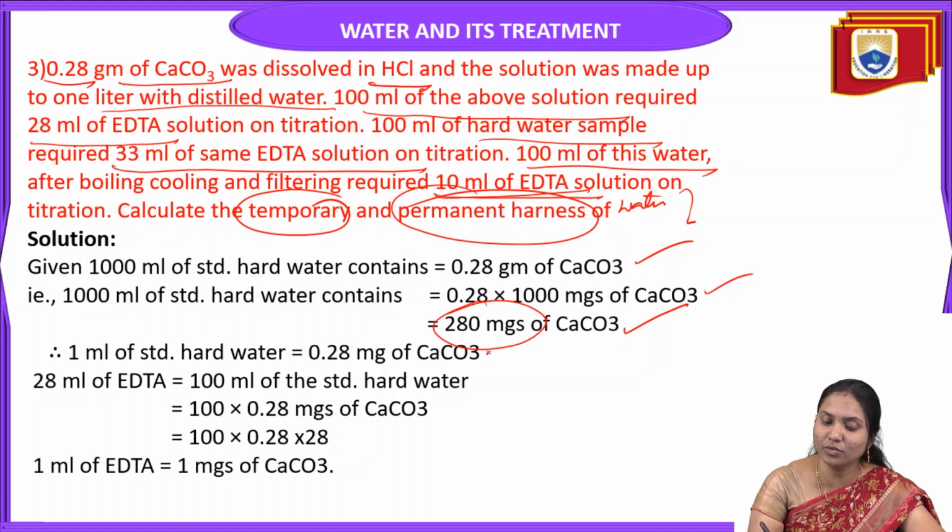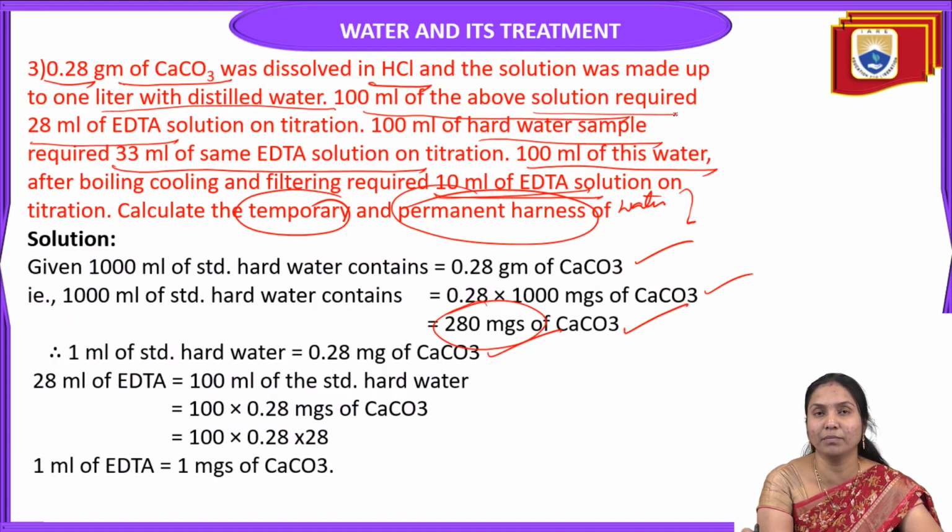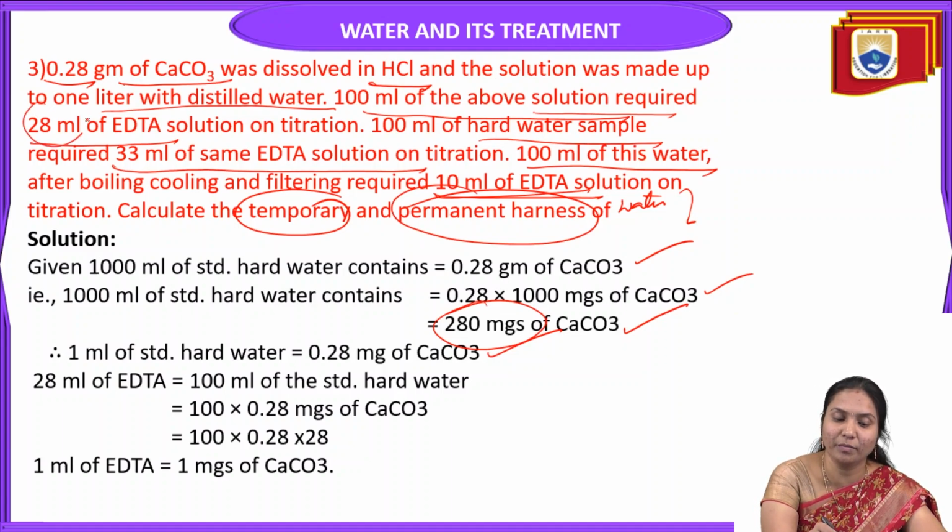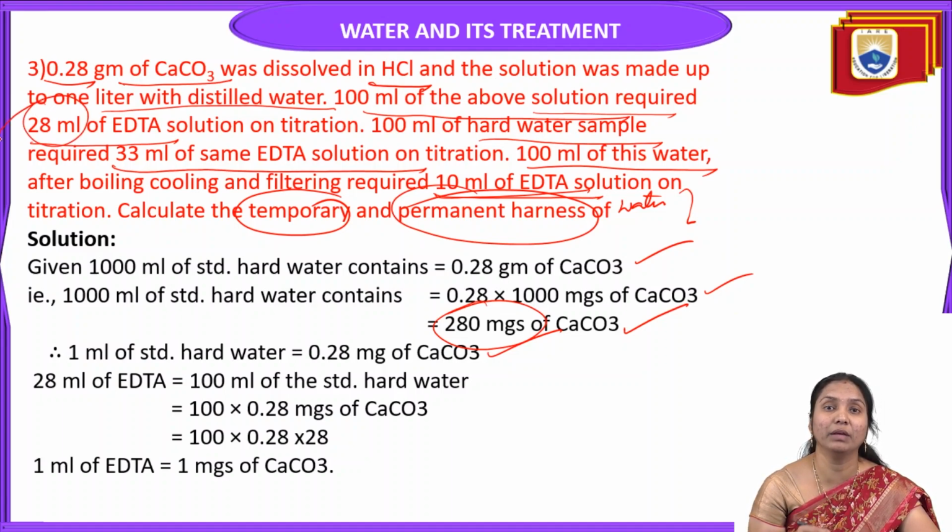So 1 ml of standard water contains 0.28 milligrams of CaCO3, and 28 ml of EDTA. In the first case, we first prepare 1000 ml of hard water sample, and from that we take only 100 ml. It requires 28 ml of EDTA. So 100 ml of standard hard water requires 28 ml of EDTA.